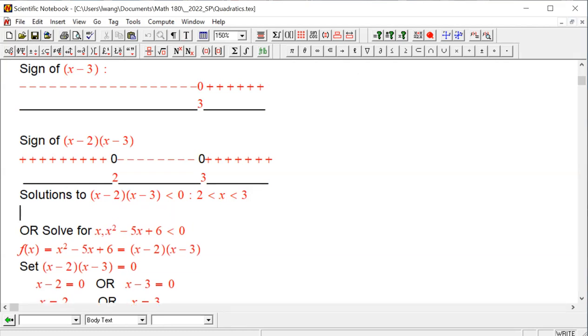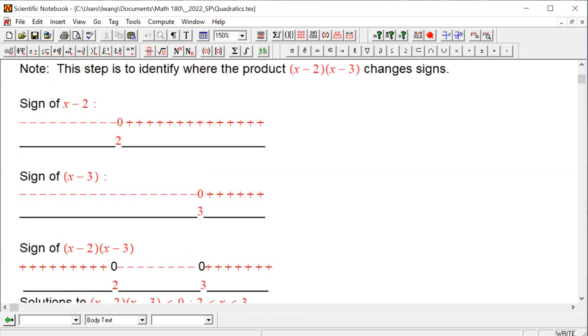Okay, so you pick a number from here. And this number will plug into x minus 2 and x minus 3. For x minus 2 it is negative. For x minus 3 it is negative. Negative times negative is positive. For exactly 2, we have a 0 in the factor, right? Because 2 minus 2 is 0. 0 times anything is 0. So this product becomes 0.